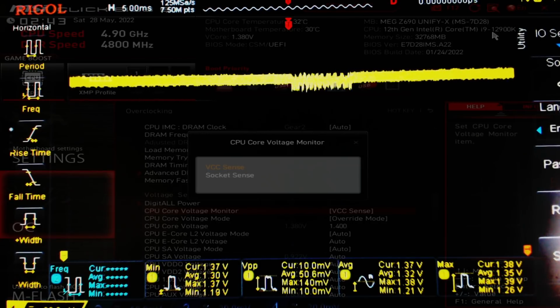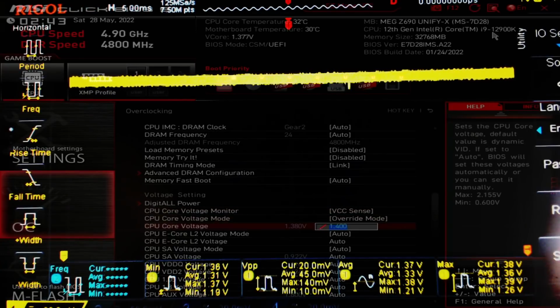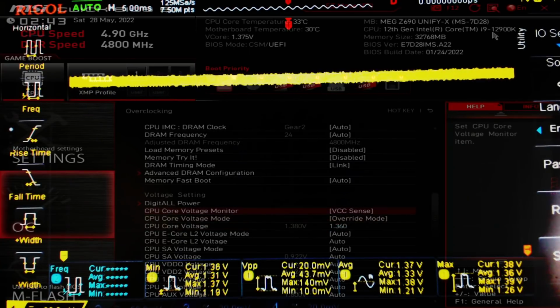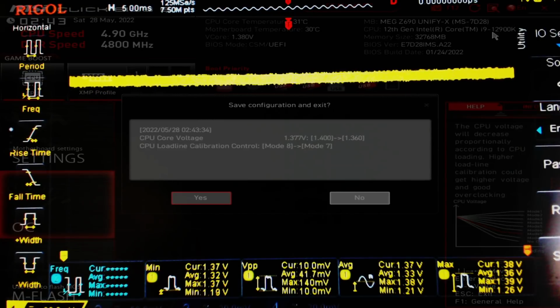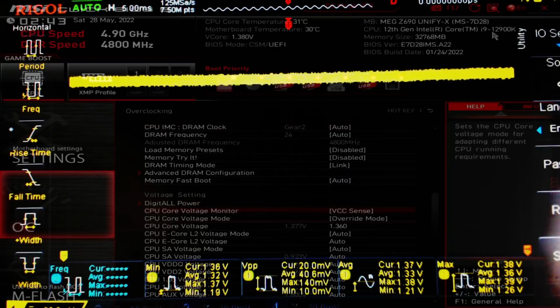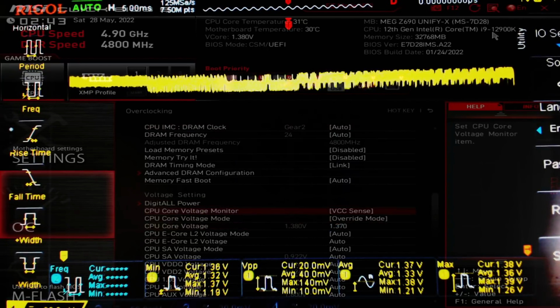This was a thing on Z490 MSI boards, where depending on whether you were using VCC Sense or Socket Sense, you had completely different load line slopes, which shouldn't happen. Oh, man. I think that's the correct setting for mode 7, off the top of my head. You know, we have headroom. Let's give it 1.37 just in case.